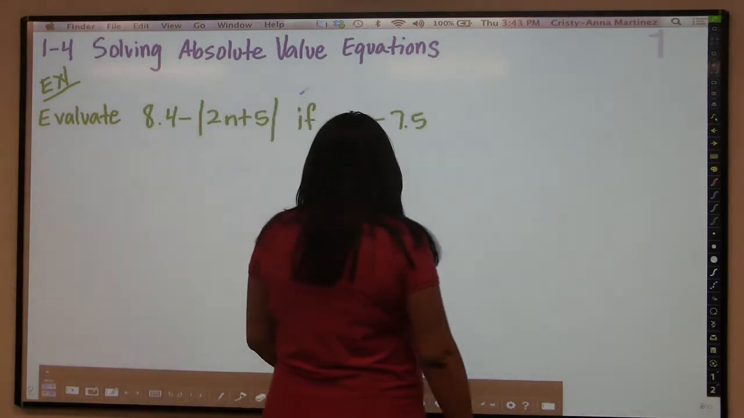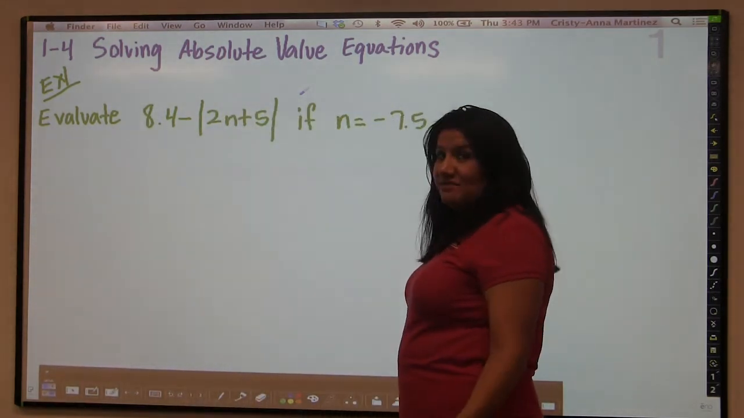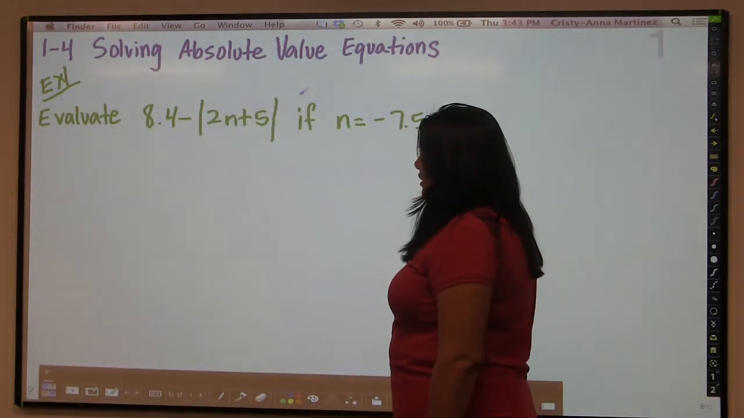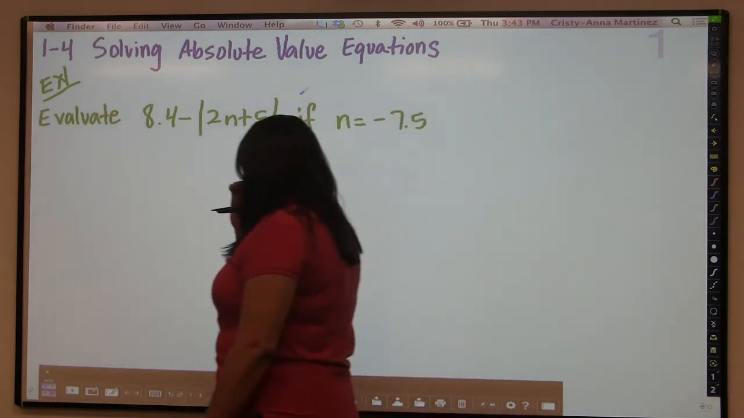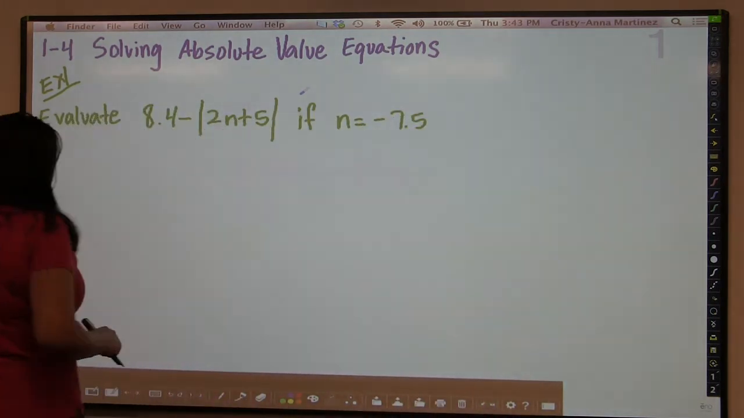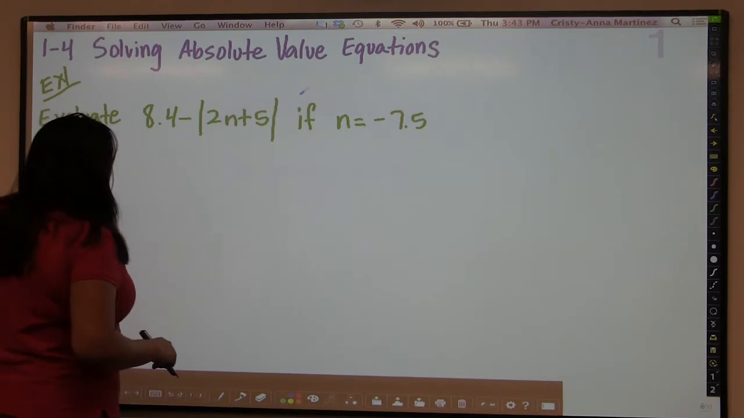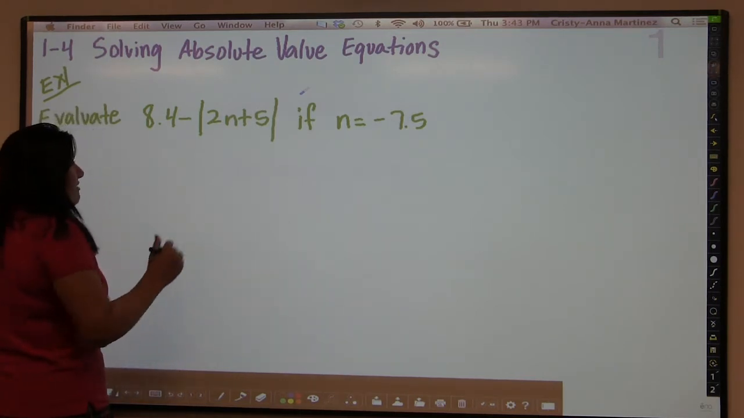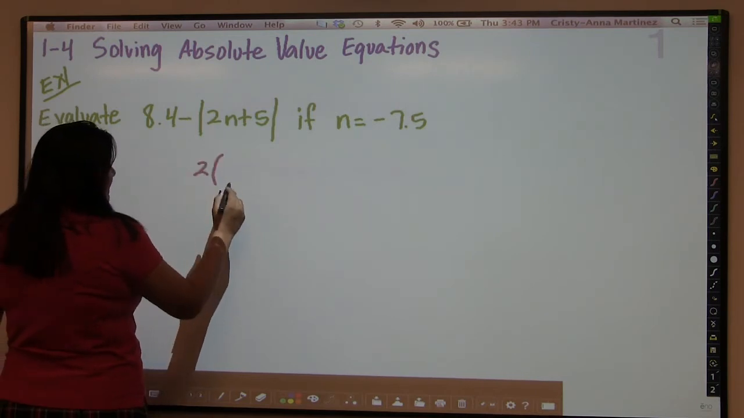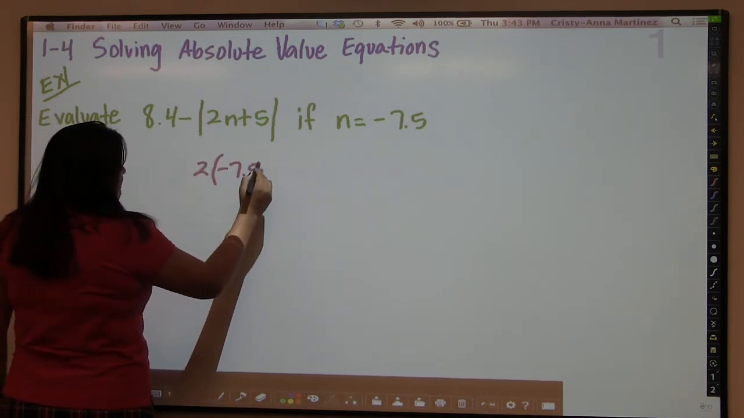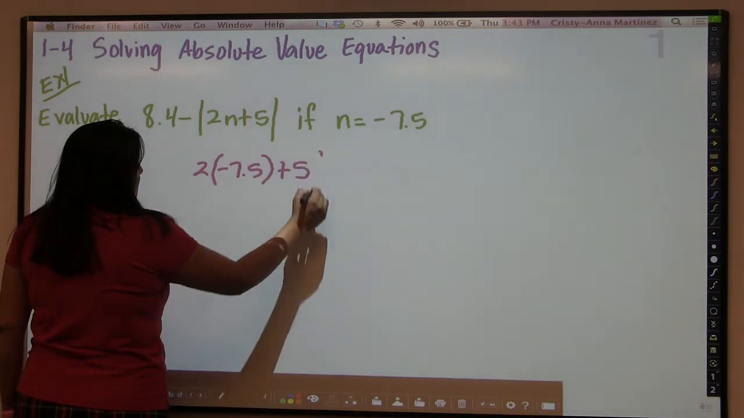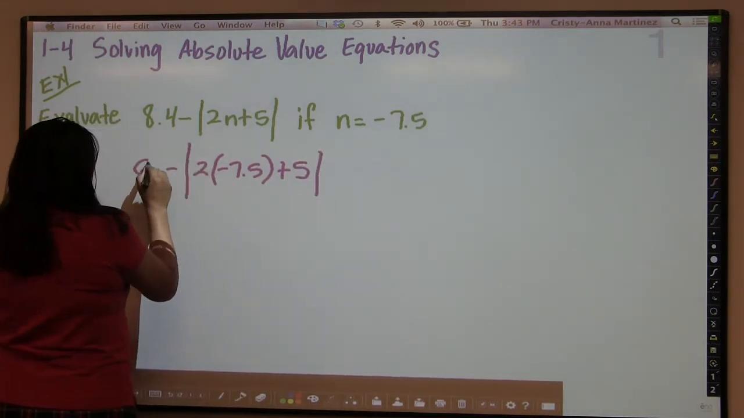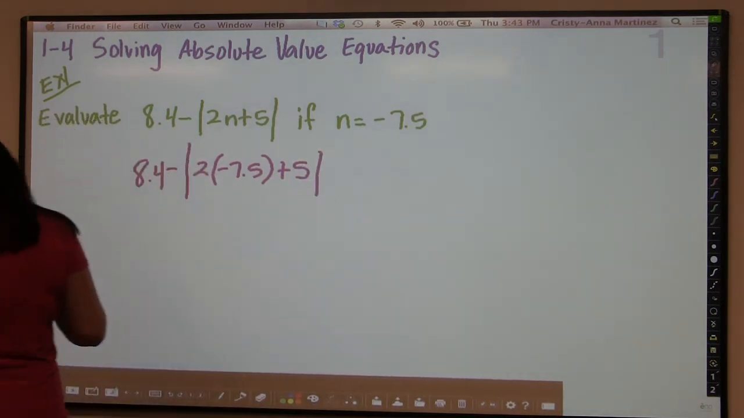And before we start solving equations, we're going to do a little bit of evaluating with absolute value, just to freshen up here. So in this first example, it says to evaluate 8.4 minus the absolute value of 2n plus 5 if n equals negative 7.5. So we are going to replace n with negative 7.5 and then evaluate this expression.